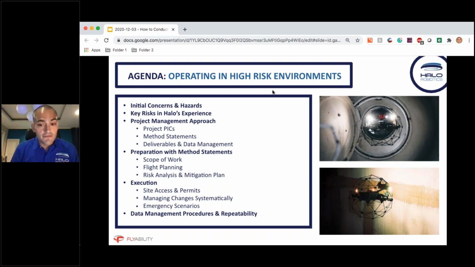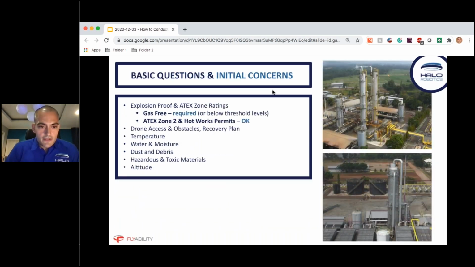Some of them are even quite non-technical risks. And then in terms of managing the data and repeatability, which I think is really key. So next slide, please, Zach.